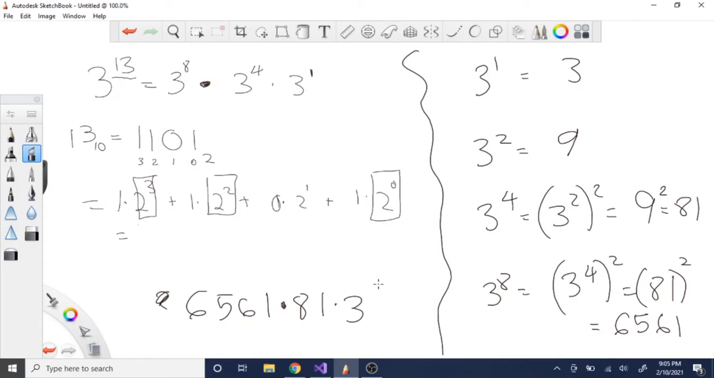So the amount of computations I took was way less because I didn't have to calculate 3 times 3 times 3 times 3 and so on, 13 times. So how many operations did I actually do? If you were to count it, it would be about log base 2 of n, where n is 13. I don't feel like counting how many I did. But basically your answer would just be 6561 times 81 times 3, and that would be your final answer. I don't feel like putting it in my calculator for you. So this is basically the gist of how you would do this by hand, and how the computer does it. Now I'm going to explain how to do it by code.